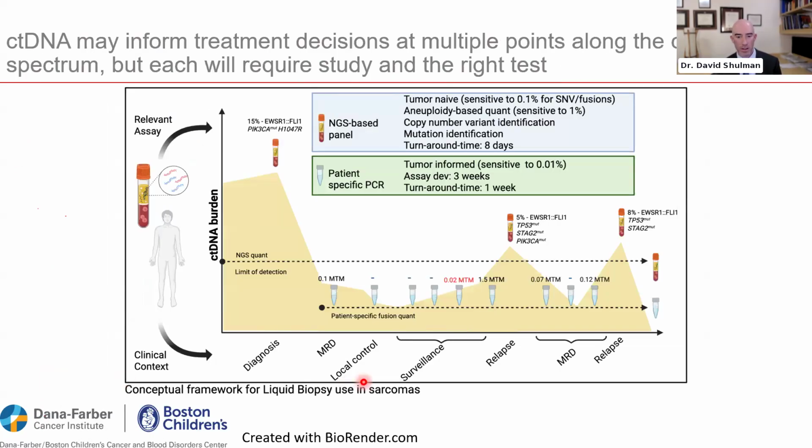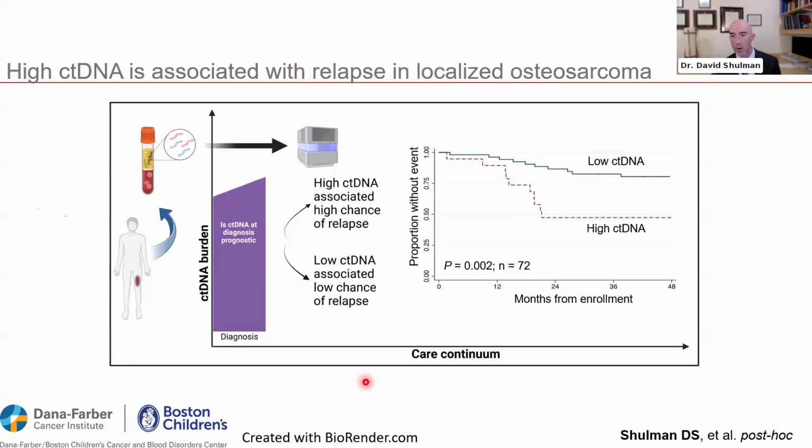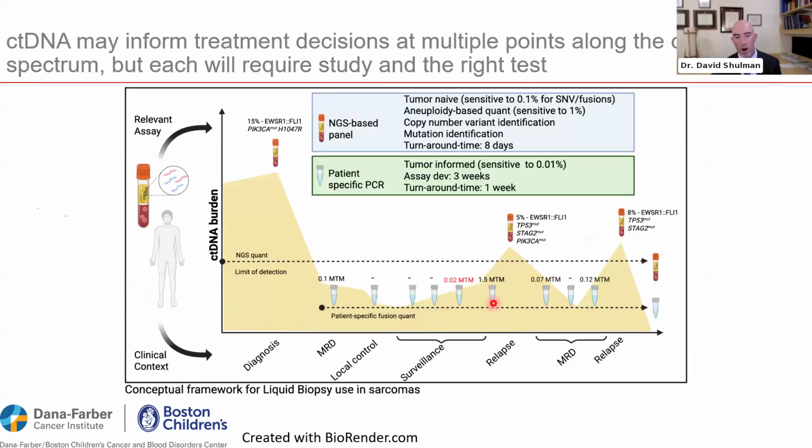What we found was that patients who had high circulating tumor DNA, shown in this Kaplan-Meier plot in the back on the right, were more likely to have their tumors come back after treatment than patients with low circulating tumor DNA. And so you can walk through the care continuum and ask a lot of different questions. At time of diagnosis, we can ask: does it tell us something about prognosis and how likely tumors are to come back?